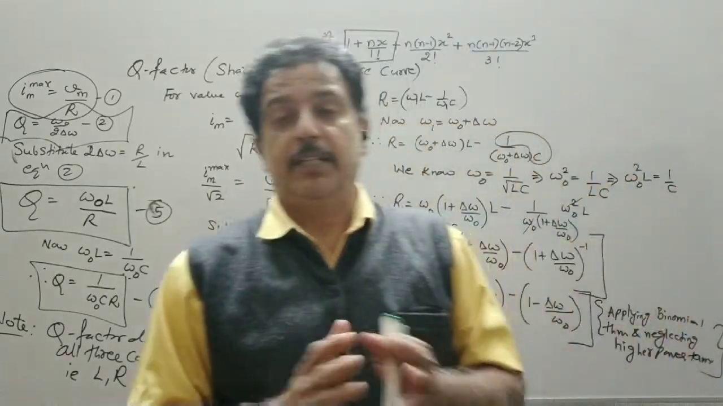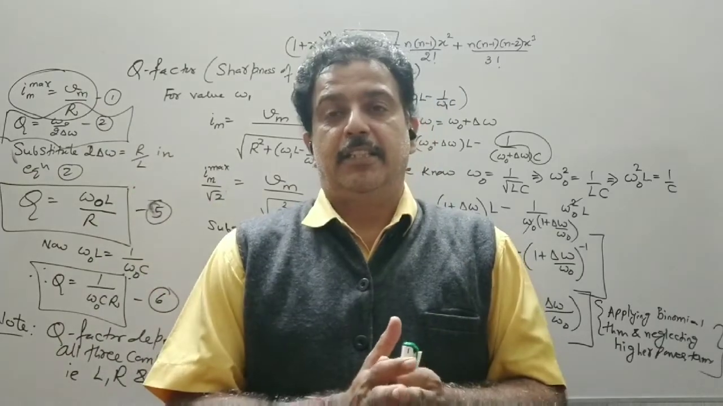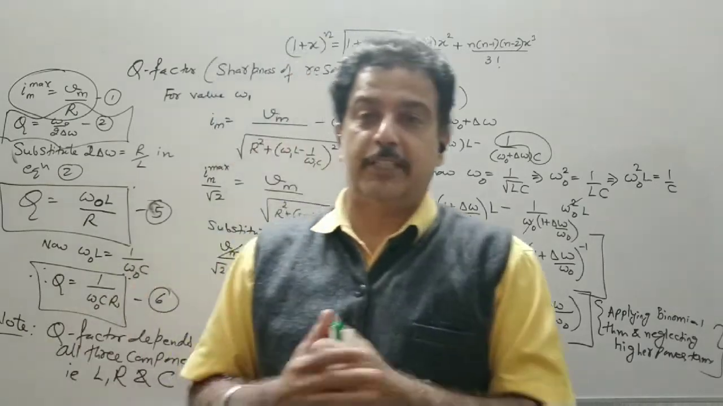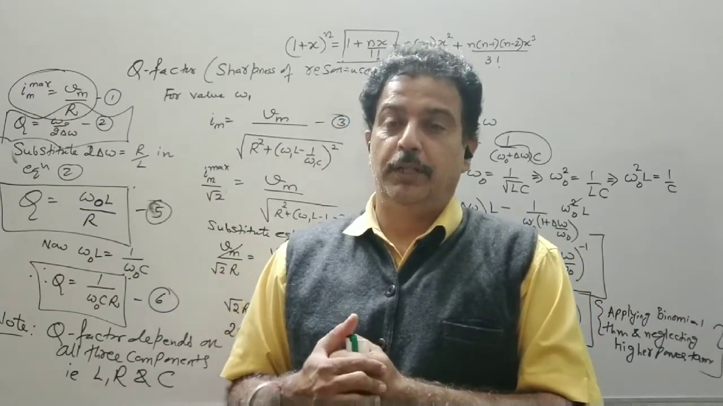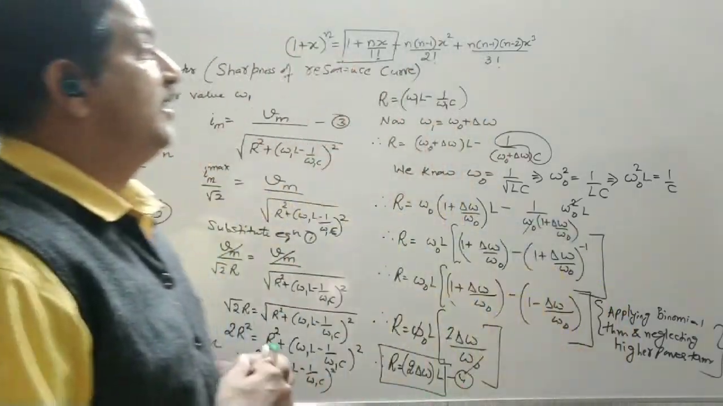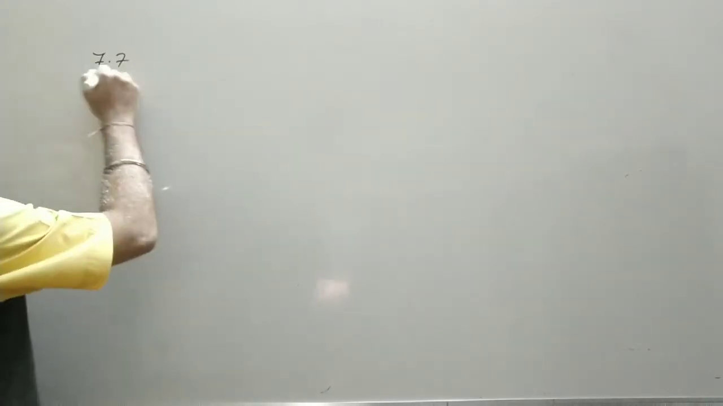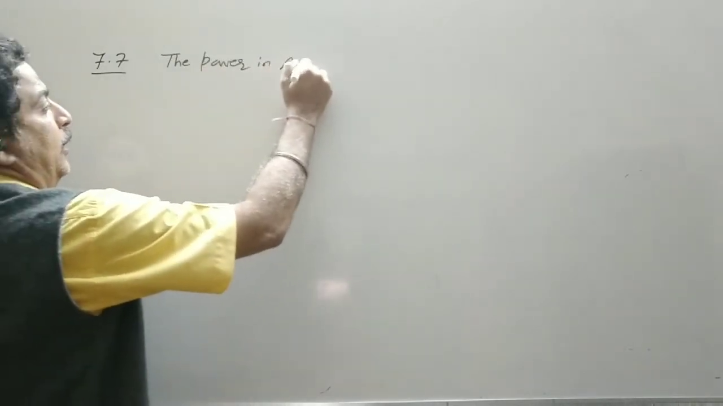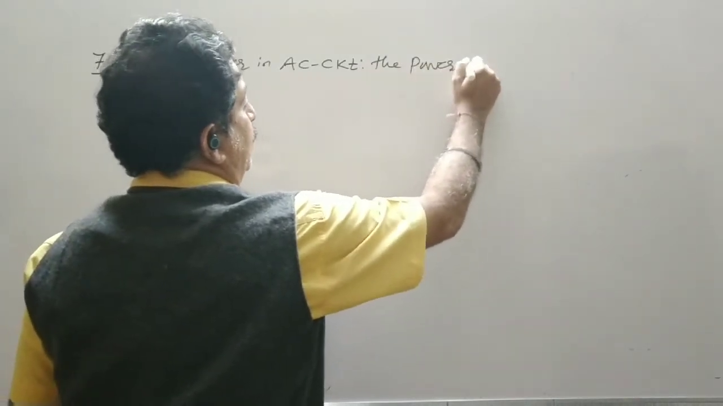You have to remember, sharper is the resonance curve, more is the Q factor; less is the resistance, more is the Q factor; L is more, Q factor is again more; resonant angular frequency is more, Q factor is more. So this is how the sharpness of an LCR circuit is determined. Now let us see topic 7.7, the power in AC circuit, and we have a new quantity that is called as power factor.